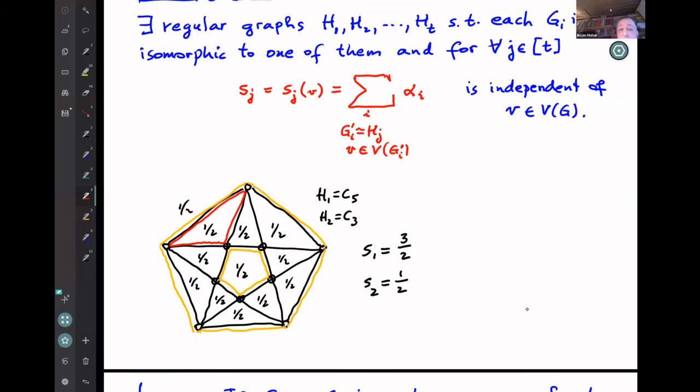And if I put the weight 1/2 to each of them, then you see every edge is contained in precisely 2 of these graphs, and 1/2 plus 1/2 is 1. So this is the condition for the fractional decomposition. So these 2 C5s and these 10 cycles of length 3 form a fractional decomposition of our graph with weights 1/2.